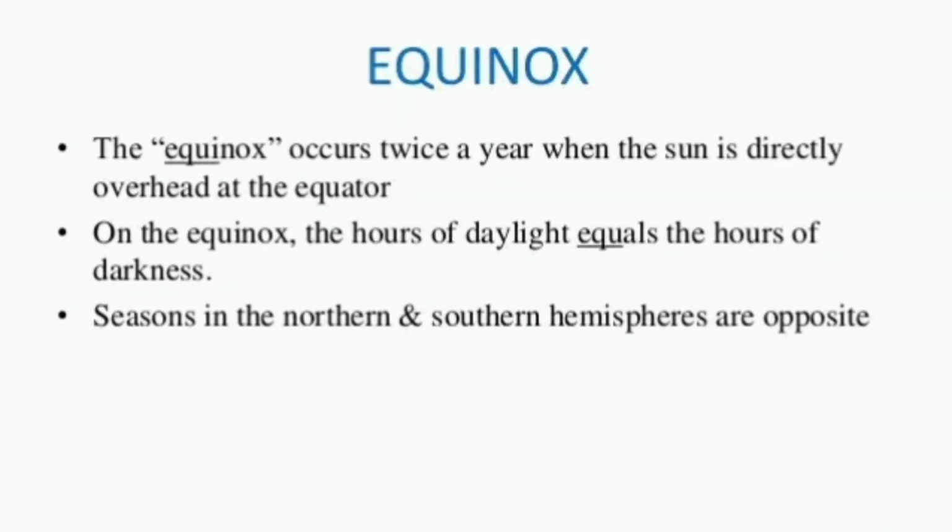The equinox occurs twice a year when the sun is directly overhead at the equator. On the equinox, the hours of daylight equal the hours of darkness. Seasons in the northern and southern hemispheres are opposite.